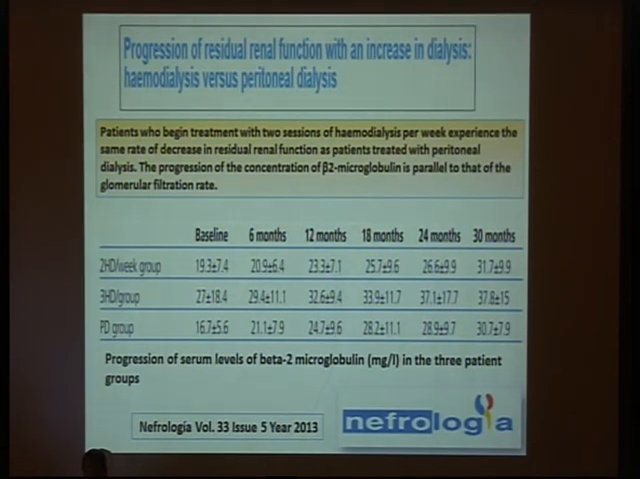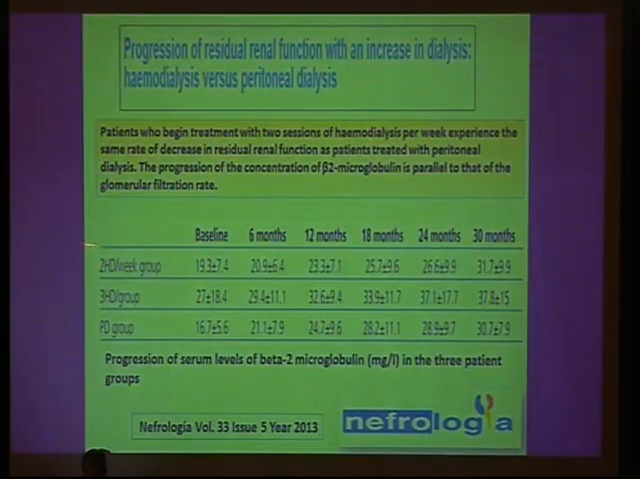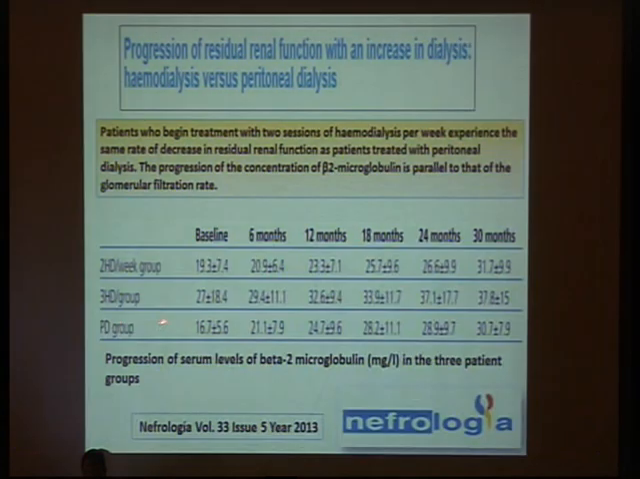In this study comparing twice-weekly hemodialysis to thrice-weekly hemodialysis and peritoneal dialysis, beta-2 microglobulin was used as a marker of glomerular filtration rate. Here we can find that the levels of beta-2 microglobulin are comparable in the twice-weekly hemodialysis group and the peritoneal dialysis group, and were much less compared to the thrice-weekly hemodialysis group, suggesting that twice-weekly hemodialysis will preserve residual renal function like peritoneal dialysis.